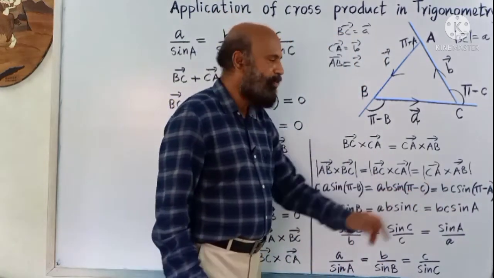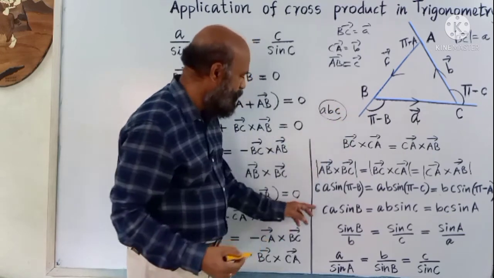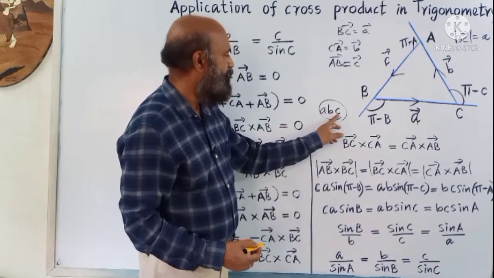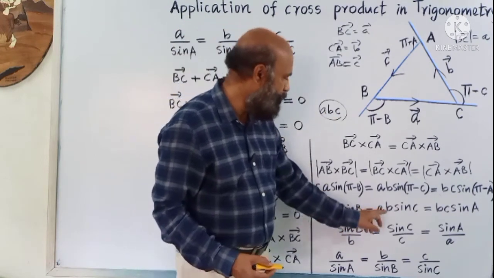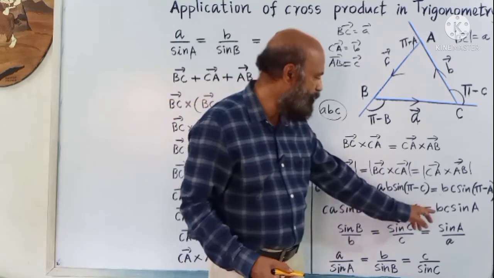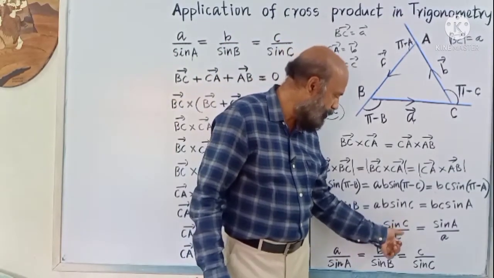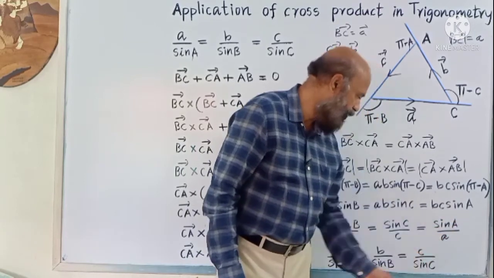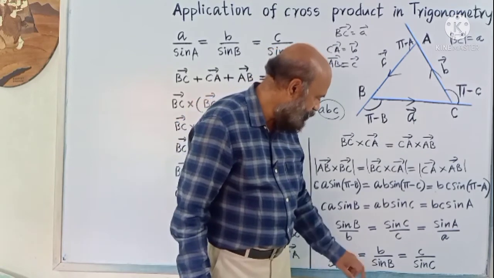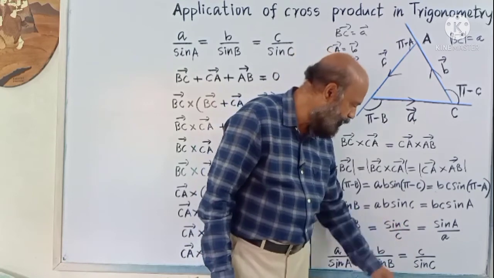Next, you divide this by abc. When you divide by abc, in one term a and c get cancelled and there will be b. In another, a and b get cancelled and there will be c. So sin B by b is equal to sin C by c is equal to sin A by a. Take the reciprocal. Then you can write a divided by sin A is equal to b divided by sin B is equal to c divided by sin C.